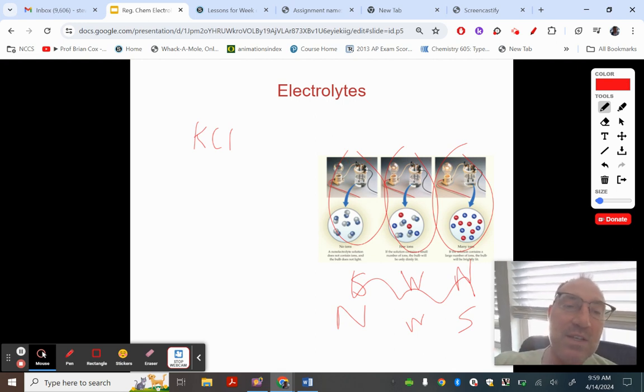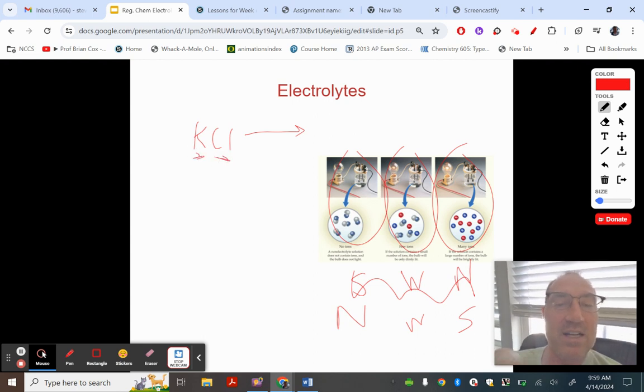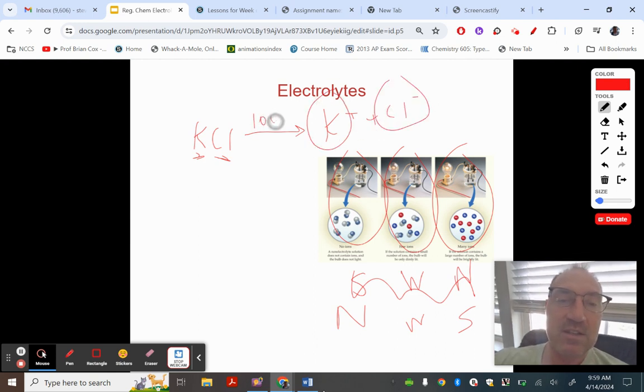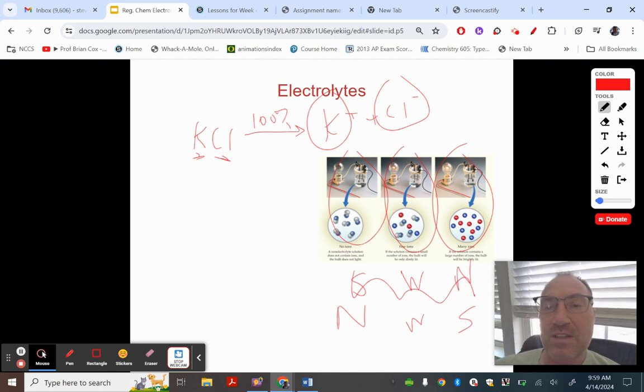When I put this in, this is a salt, and the K ions and the Cl ions are attracted to water. So they form K plus and Cl minus, and they form a lot of these. In fact, you get 100% of this. And since they're present, this totally conducts electricity and the lights go on.